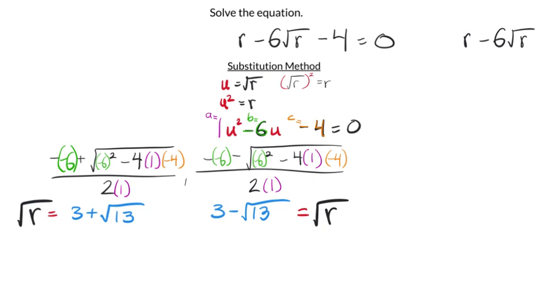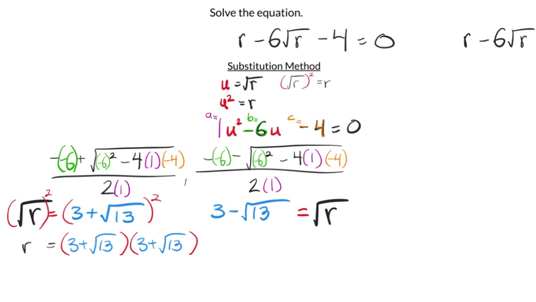Now, let's just start here on the left. Square root of r equals 3 plus the square root of 13. What I would like to do right now to solve for my r is square that. Now, if I square one side, I know I'm going to need to square the other side. So really, what I end up with is 3 plus the square root of 13 times itself. But at least right now, we see that that is going to equal just a regular r. So, what is that going to give us?